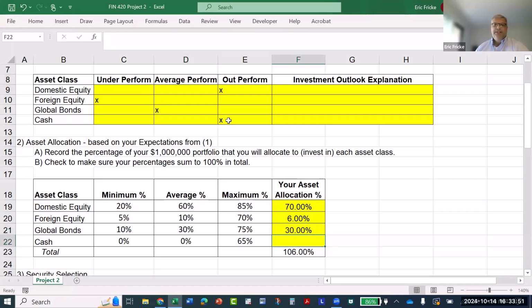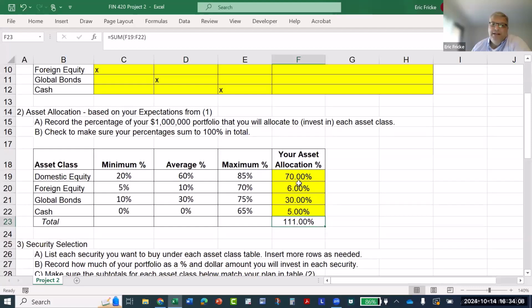Okay, and if we said cash was outperform, then we should put more than the average. So let's just say it's 5%. Oh, but now look, I've got more than 111% here. So I'm going to do some adjustments. I'm going to go back and forth a little so I get exactly 100%.